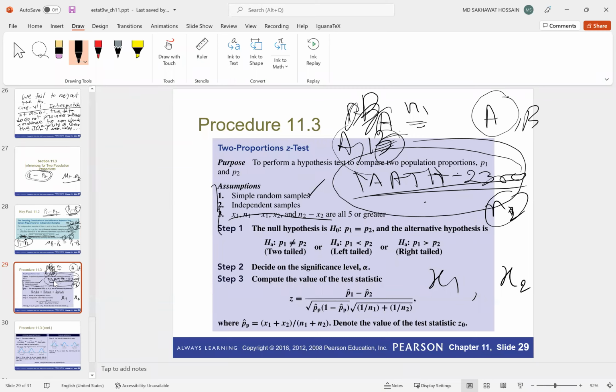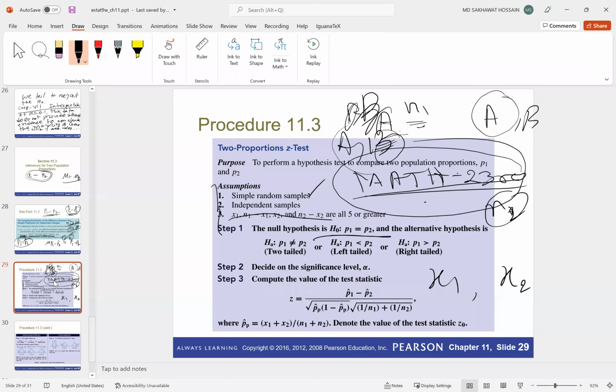Okay, so then write the hypothesis. The null hypothesis: we are assuming that the proportion, or the percentage, of students who received A or B in online classes and the percent of students who received either A or B in the face-to-face classes are equal. So in the null, we are assuming they are performing the same. That means P1 is equal to P2.